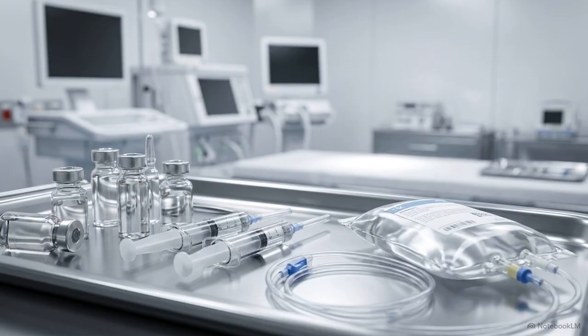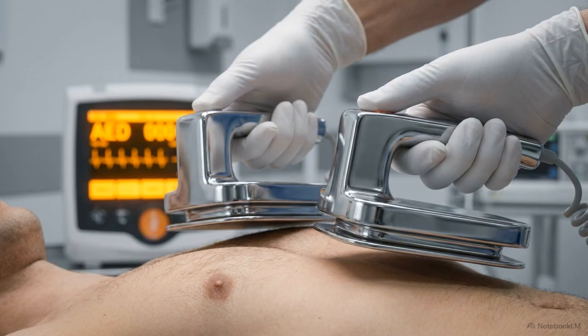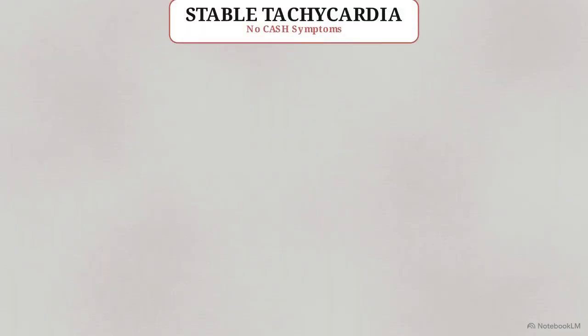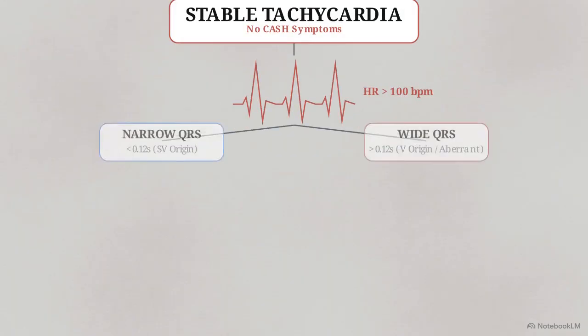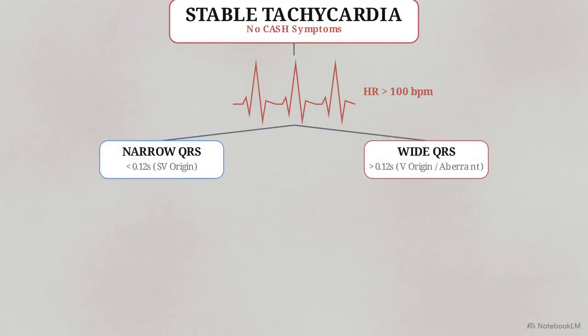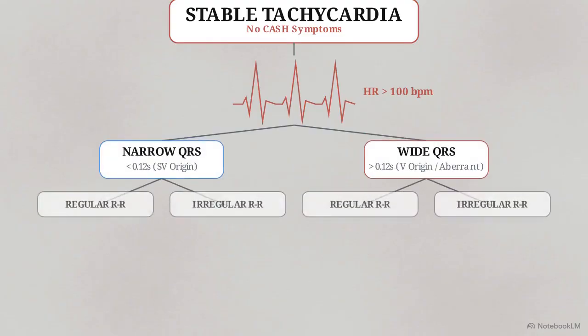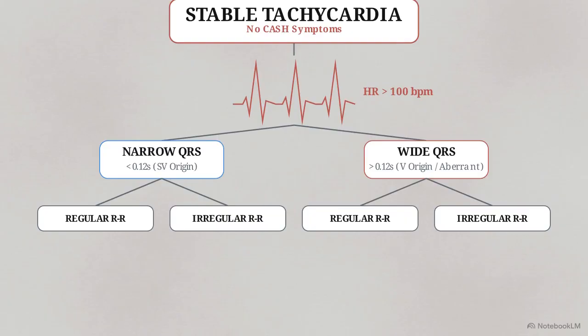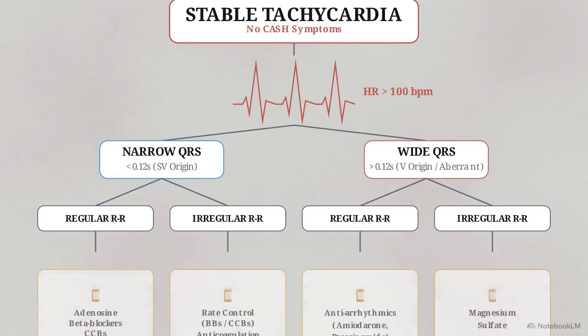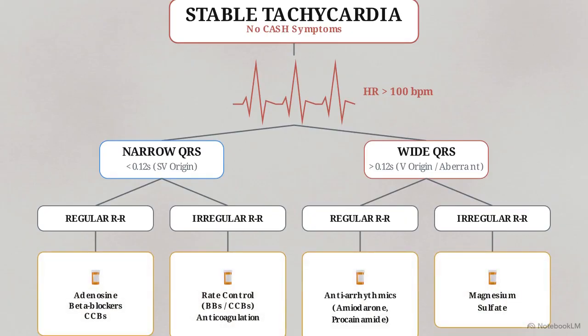In an unstable patient, there is no time for pharmacologic trial and error. The standard ACLS response is to abandon drug-based logic and move immediately to direct electrical intervention. If the patient is stable, however, we use the ECG to categorize the rhythm. We systematically determine if the QRS complex is narrow or wide, and if the RR interval is regular or irregular. These measurements dictate the specific medication we select.